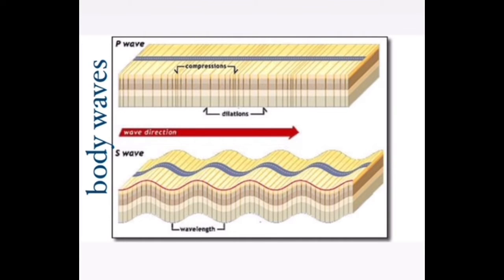Body waves are a seismic wave that travels through the body of a medium. They consist of P and S waves. S waves are secondary waves. These cause particles to move in a side-to-side direction perpendicular to the direction in which the wave is traveling. P waves, aka primary waves, are the fastest waves of an earthquake and are often the first to be detected. These waves move parallel to the direction in which the wave is traveling.